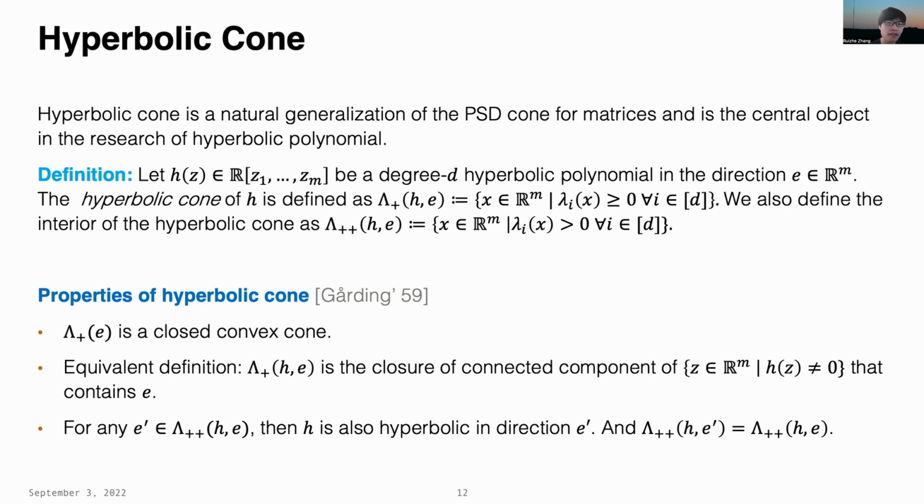And equivalently, we can also define the hyperbolic cone as the closure of the connected component of the non-zero region of HZ that contains the hyperbolic direction E. And also, for any vector in the interior of the hyperbolic cone, H is also hyperbolic in that direction. And in particular, we can show that the hyperbolic cone does not depend on the particular hyperbolic direction.